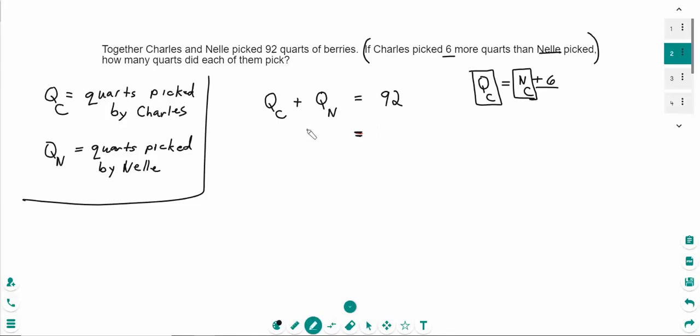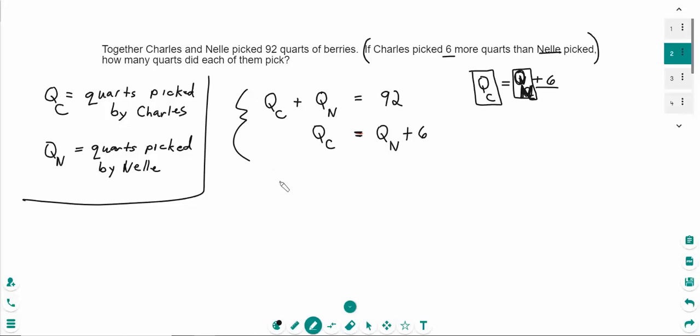So we have Charles's amount. The quartz picked by Charles is equal to the quartz picked by Nell. Whoops, did that wrong here. Oh, I did that wrong up here too. I'm sorry, this should be quartz of Nell up here. I'm not using my variables. So the quartz of Charles are going to equal the quartz of Nell plus 6. Okay? All right. And then at this point, it is now just a system of equations.